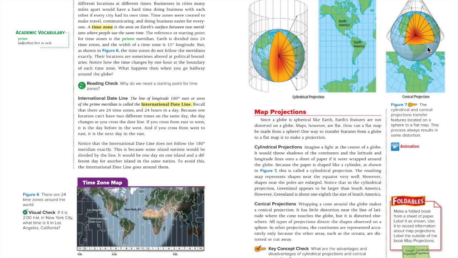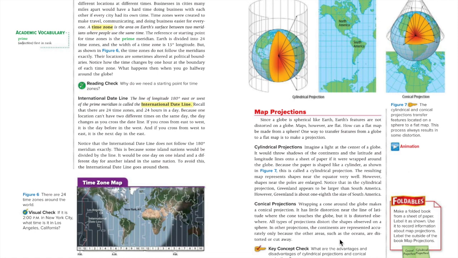So it results in a map that represents shapes near the equator very well, but the ones that are by the poles are enlarged because, remember, wherever you're shining a light, the shadow directly in front of it will be true to size, but then it'll spread out as you get further away, right? So notice that in the cylindrical projection, Greenland appears to be larger than South America, but we all know that Greenland is about 1/8 the size of South America. So if you look up here, we've got Greenland, okay?